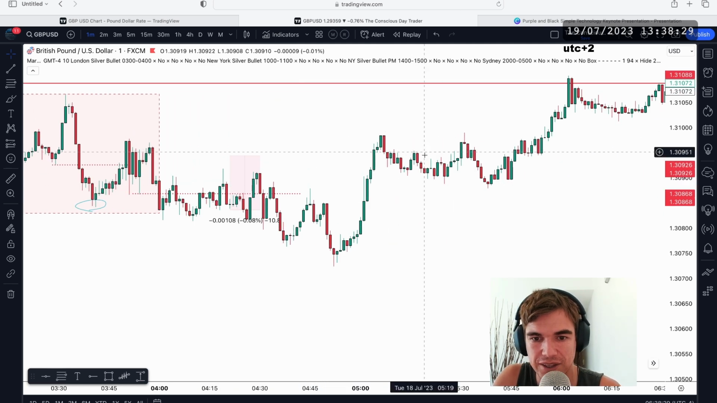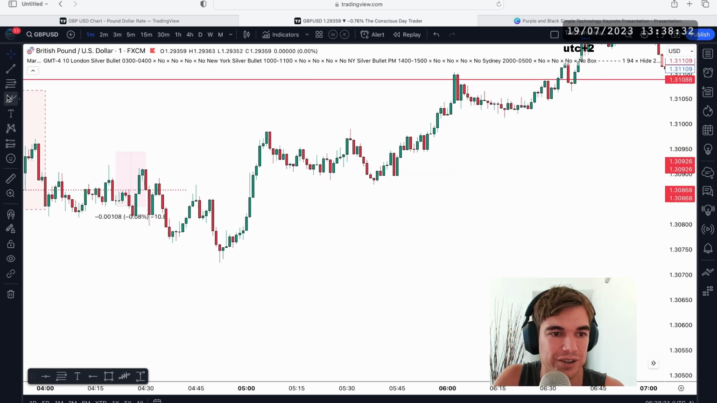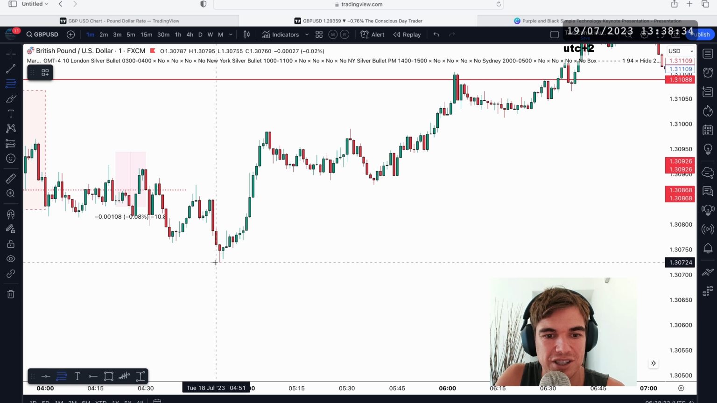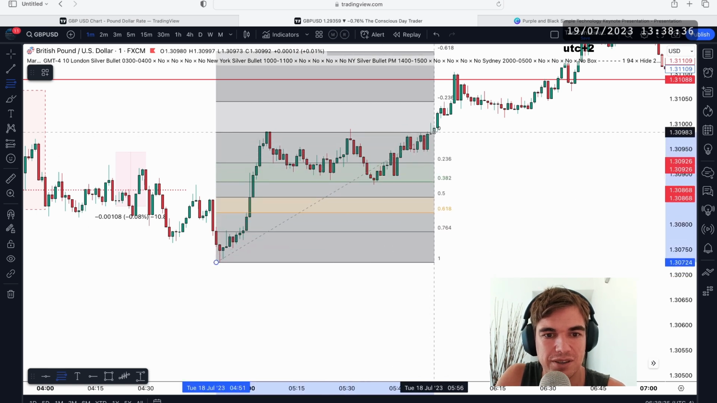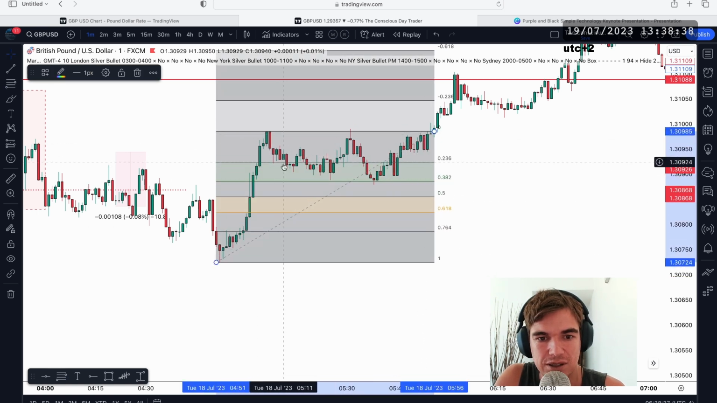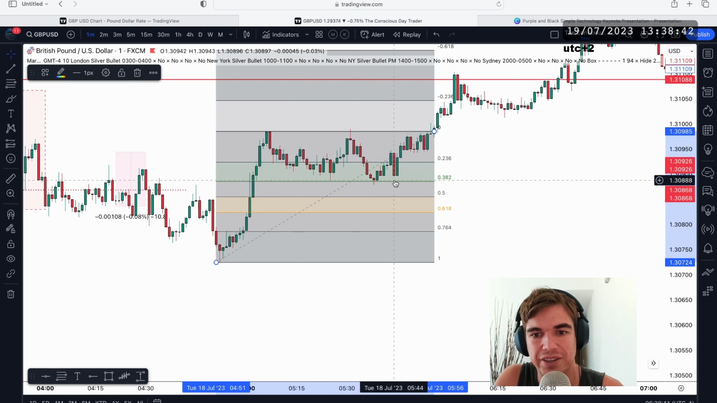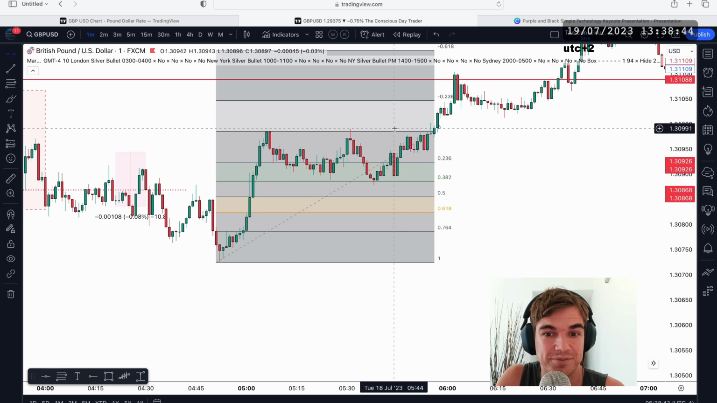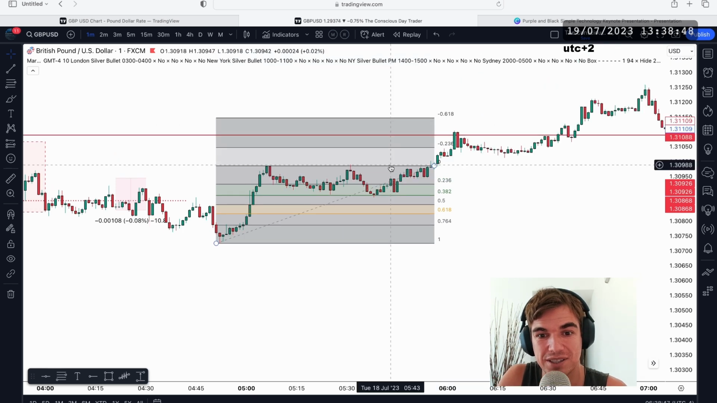Let's do another test. You can pick any of these and they will respond to these Fibonacci numbers. I bet you this is going to the 23. Comes to the 23, respects it, comes back down and stops to the 38. Is that random? Fibonacci numbers.